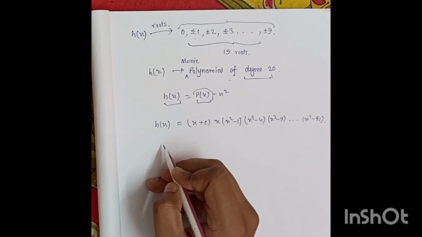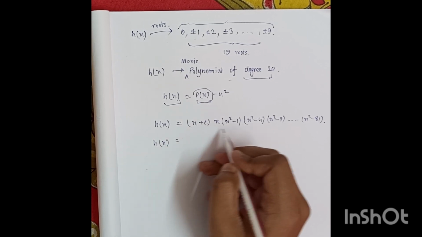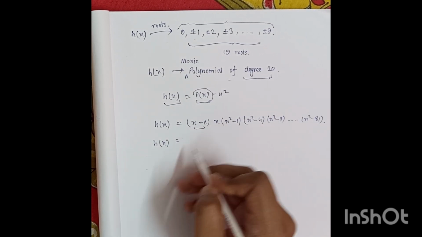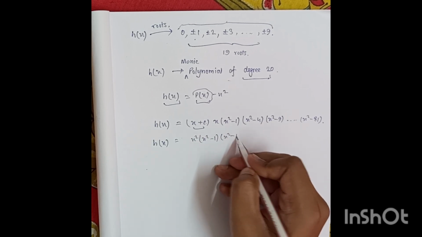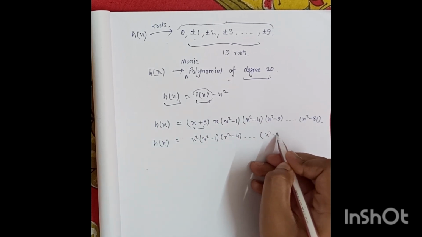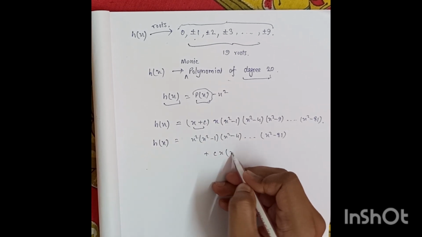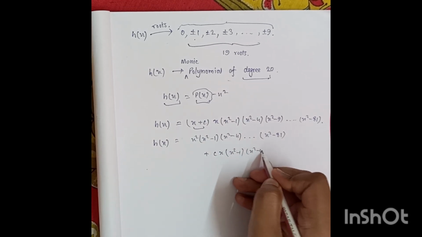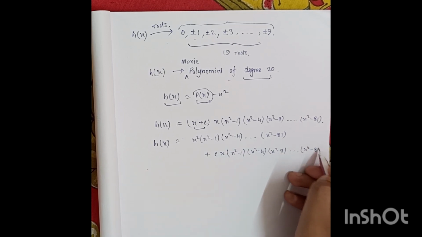Now we see that h(x), if we expand this whole expression, then it becomes x square times (x square minus 1)(x square minus 4), and so on up to (x square minus 81), plus c times x into (x square minus 1)(x square minus 4)(x square minus 9), and so on up to (x square minus 81).